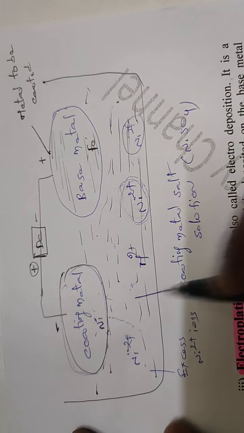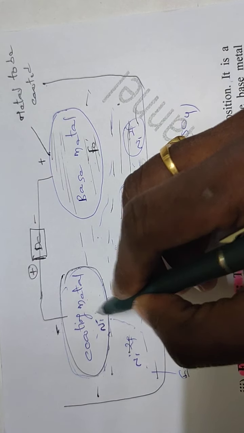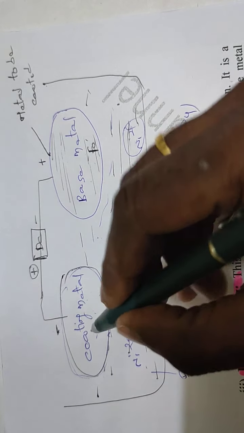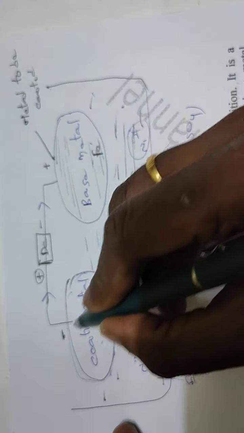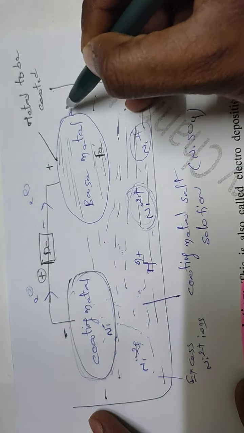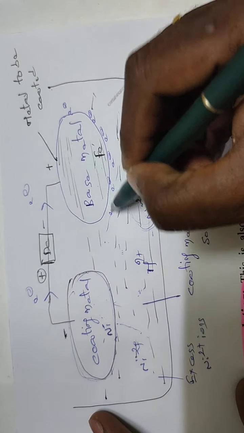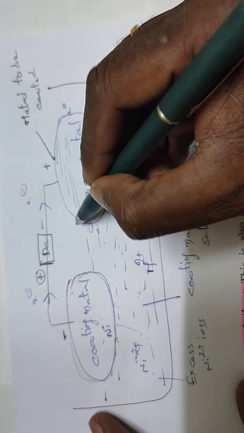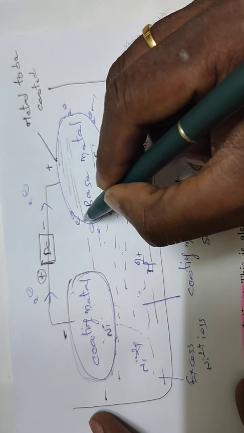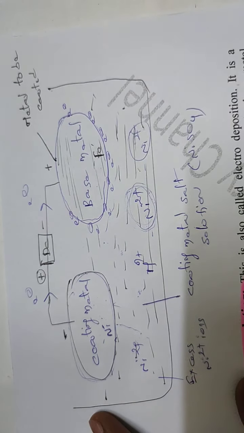Then it liberates some electrons, because nickel undergoes oxidation in its own salt solution. These electrons move from anode to cathode. Electron transfer takes place from anode to cathode. So all these electrons stick on the base metal. See students here, all negatively charged electrons stick on the surface of the base metal.